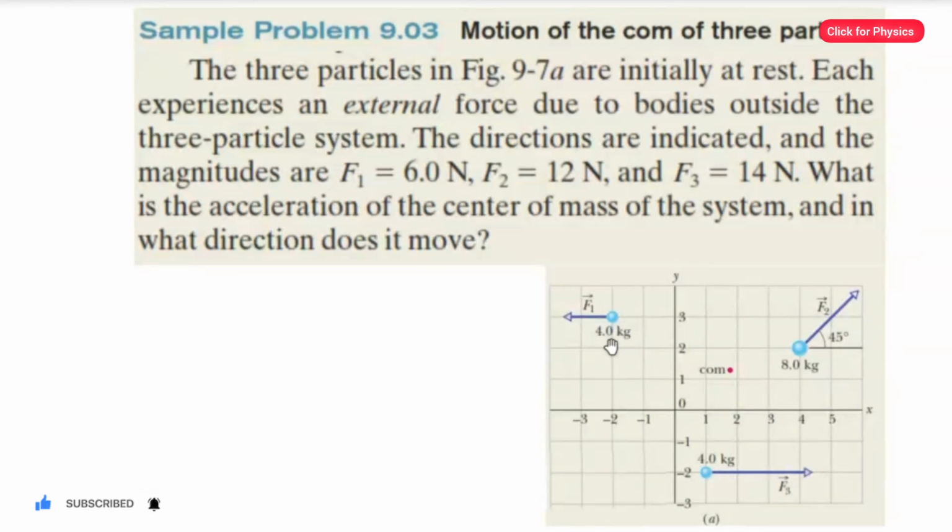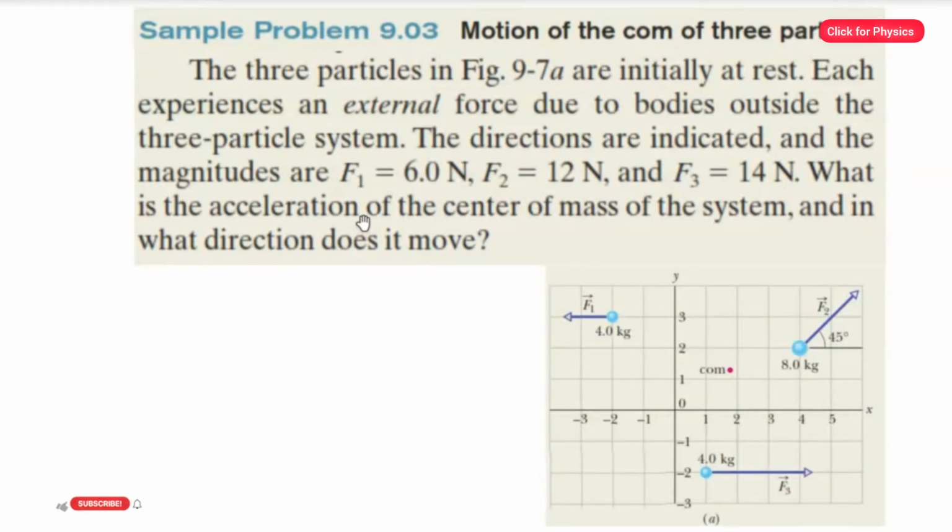So the first particle takes the value of 4 kilogram. The second one is 8 kilogram and the third one is 4 kilogram. Initially, these three are at rest. Each experiences an external force due to bodies outside the three-particle system. So that means we applied some external force on these three particles. The directions are indicated and the magnitudes are F1 equal to 6 Newton, F2 equal to 12 Newton and F3 equal to 14 Newton.